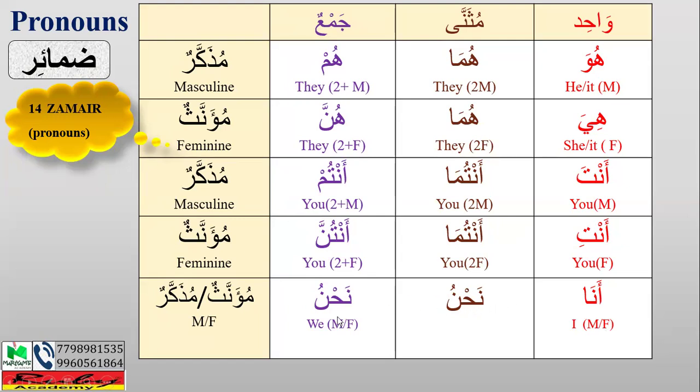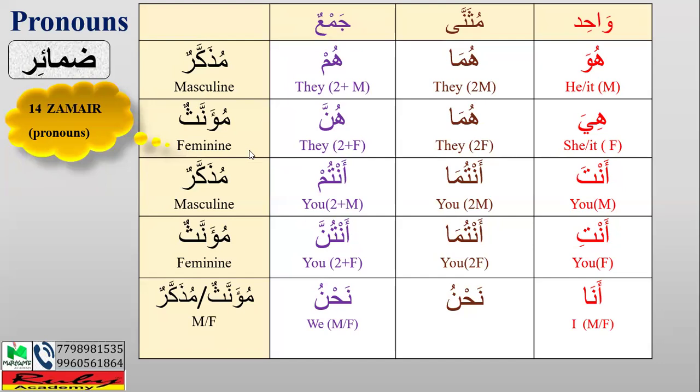Nahnu, we, is used for both musanna and jama, masculine or feminine. Masculine in Arabic we call muzakkar and feminine we say muannas. So gradually, once you are familiar with Arabic, you must use muzakkar for masculine and muannas for feminine.